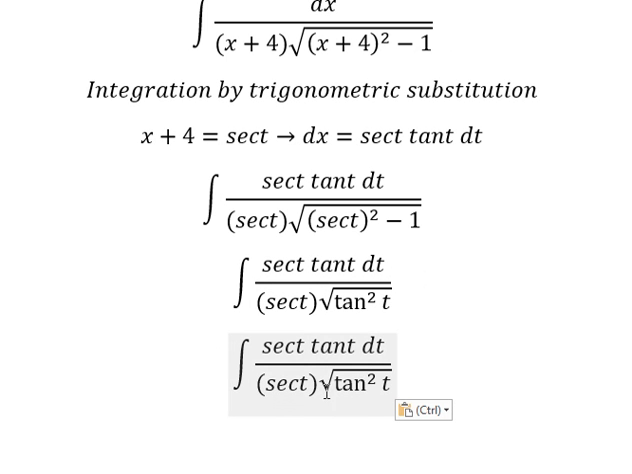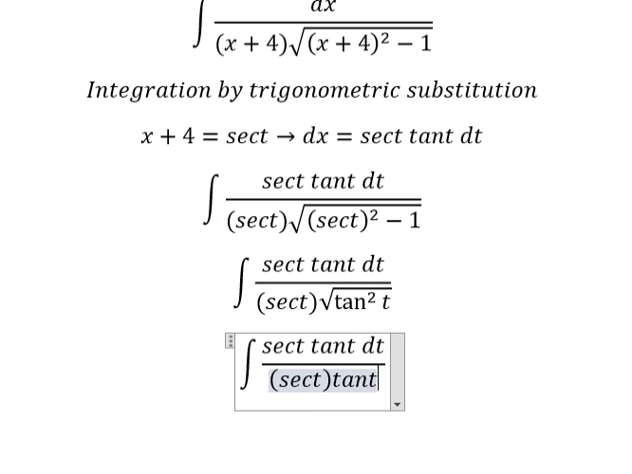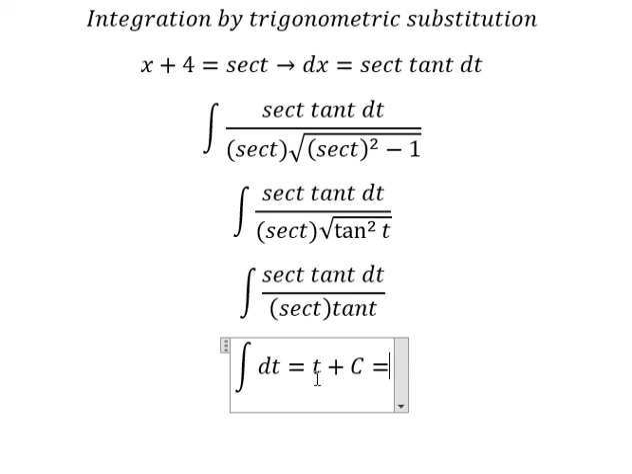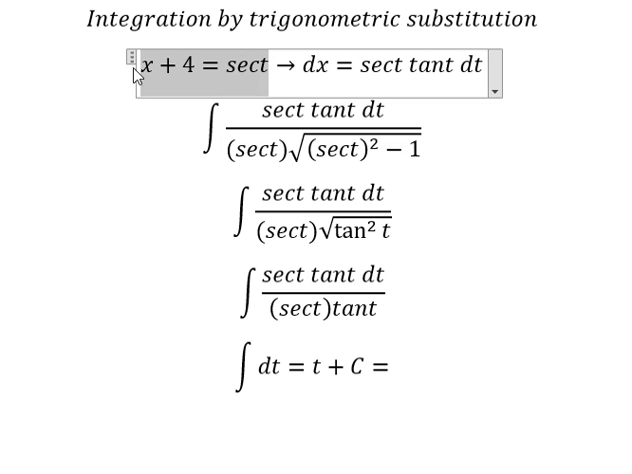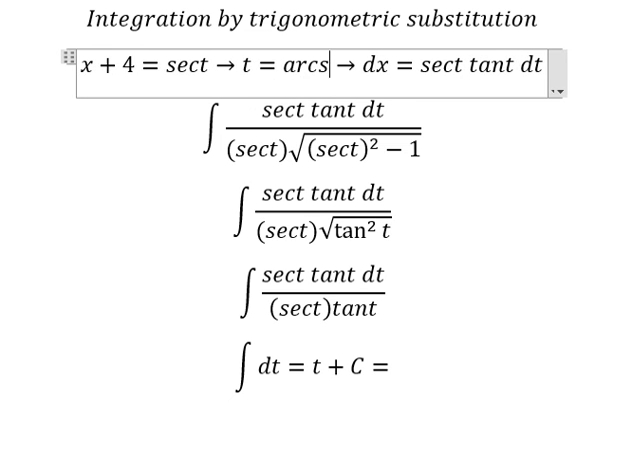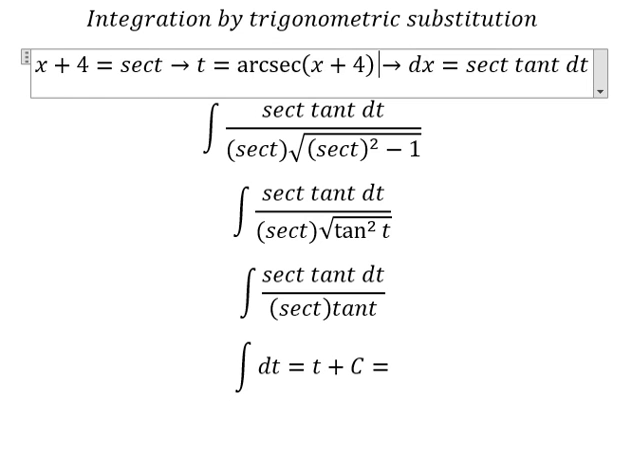The square root of this one we have tan t. And now we can simplify. And this one we have t. About t, that is about this one. So we have t equal to arc secant of x plus 4. So I will put this one to change for t.